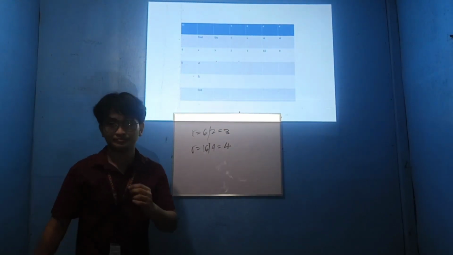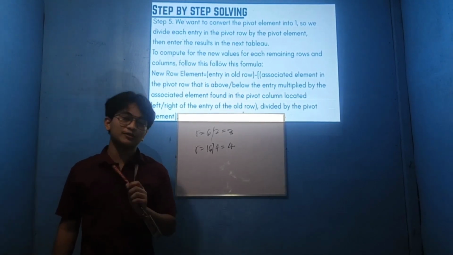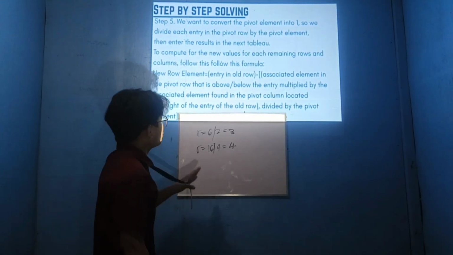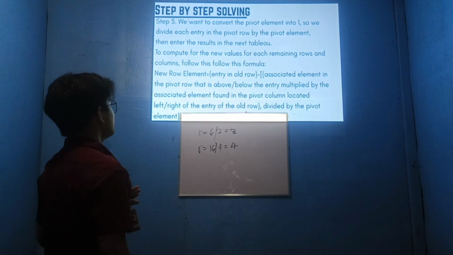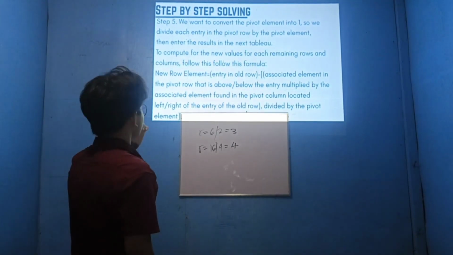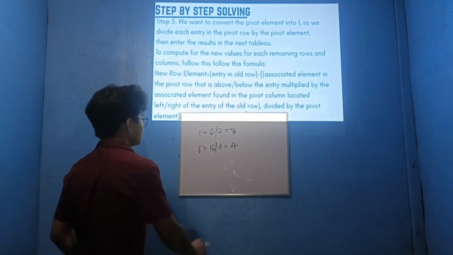For step 5, we want to convert the pivot element into 1. So we divide each entry in the pivot row by the pivot element, then enter the result in the next tableau.